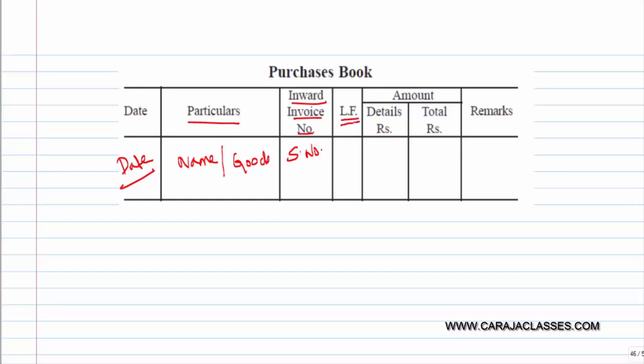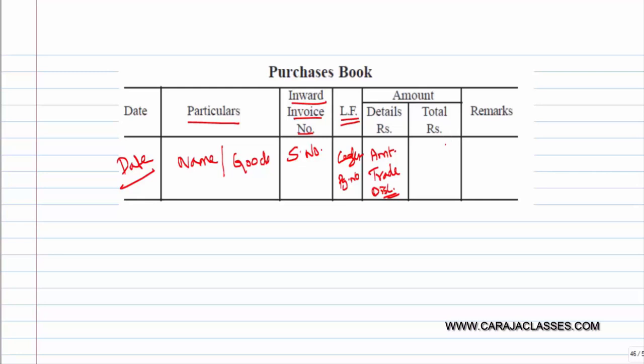And the fourth column is for ledger folio. This column will show the page number of the supplier account in the ledger. The fifth column is for details. This will reveal the amount of goods purchased, so what is the amount of goods that have been purchased, and if there is any trade discount, what is the trade discount.